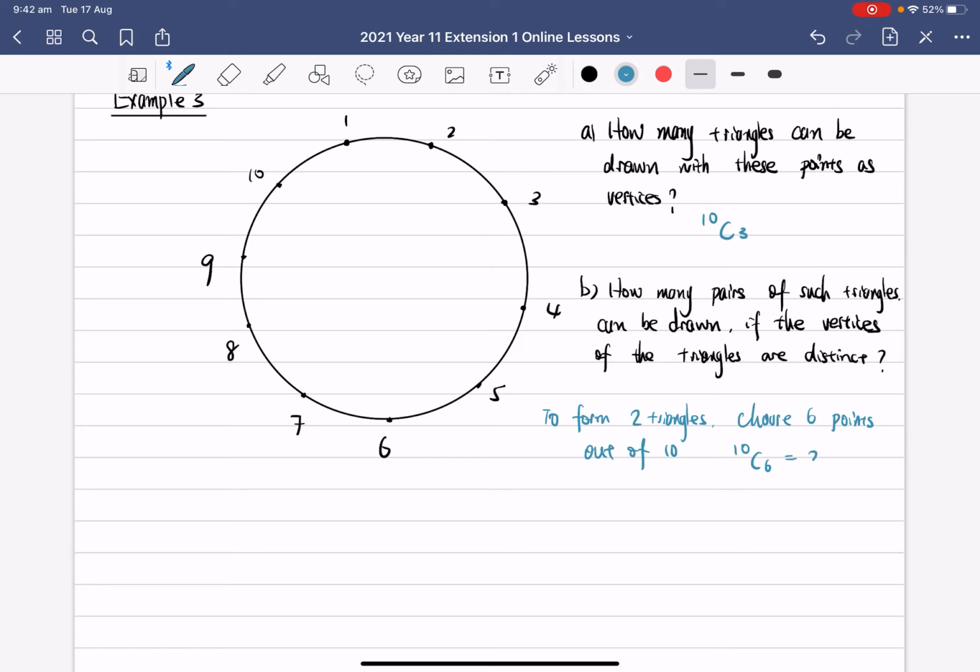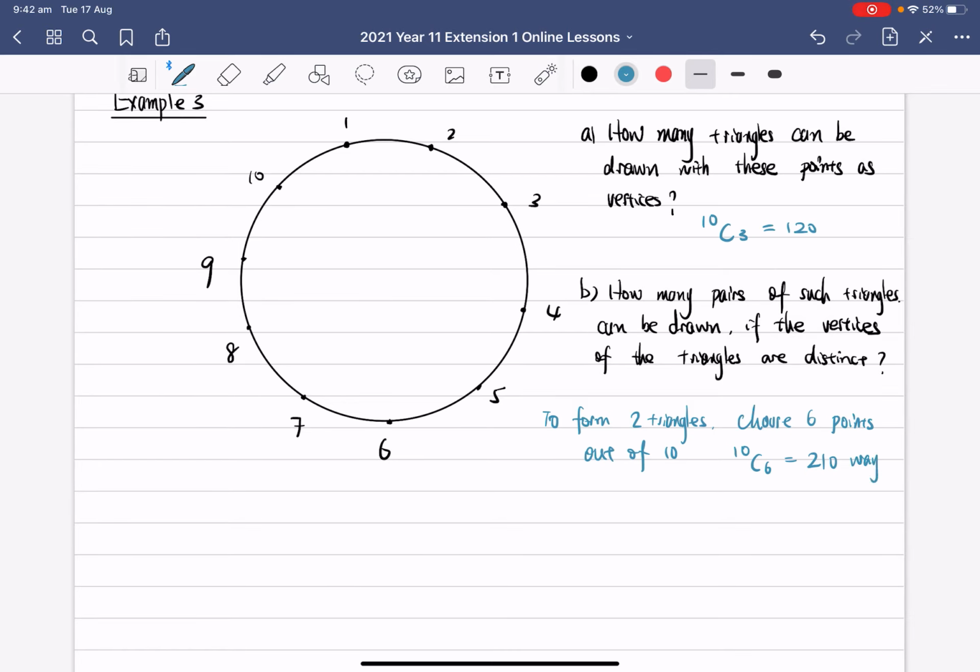Alright, so that's equal to 210 times. Let's work out the previous one as well. That is equal to 120 triangles. So there are 210 different ways to form 2 pairs of triangles using 6 points.